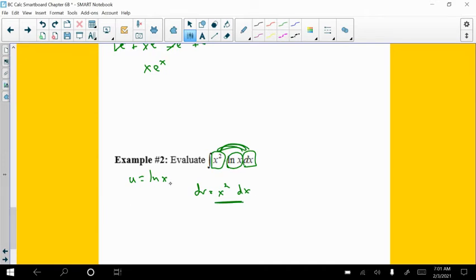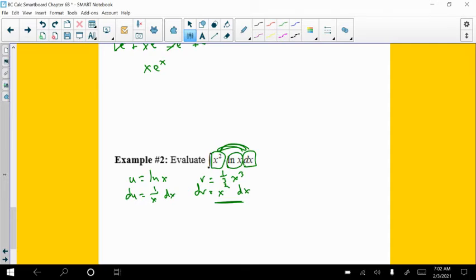So u equals ln x, du is 1/x dx. Now, if dv was x squared, then if you go the reverse direction, undoing that derivative, it would have been 1/3 x cubed. And obviously we put a plus c, but we'll just take care of that constant at the very, very end of our problem.